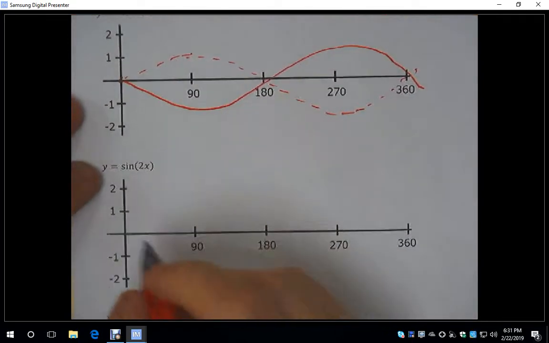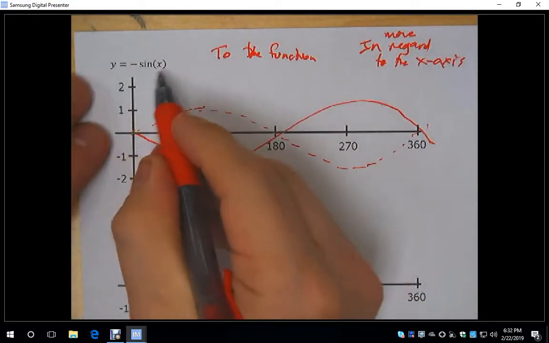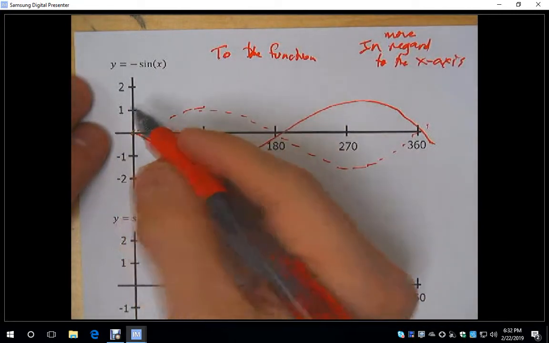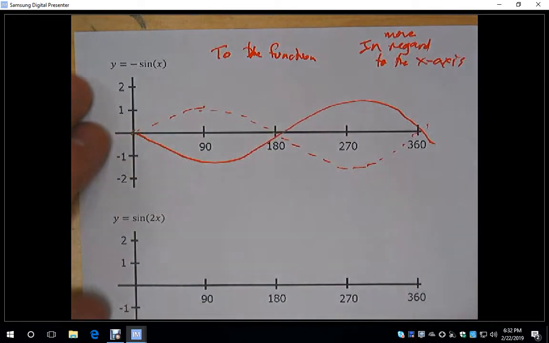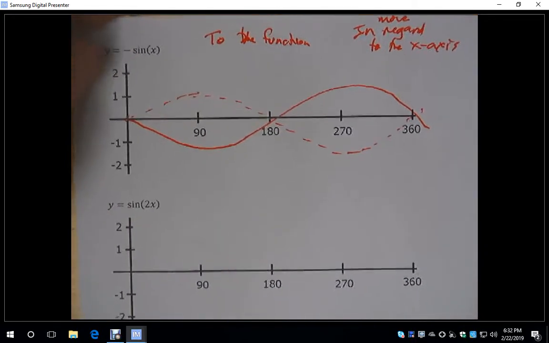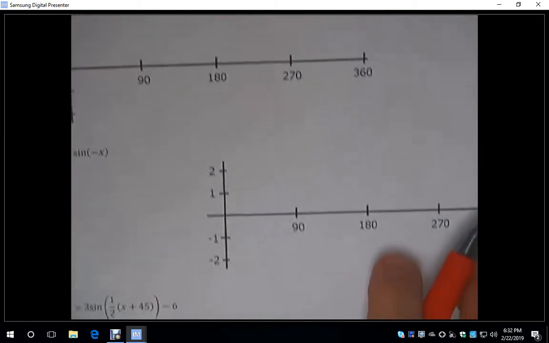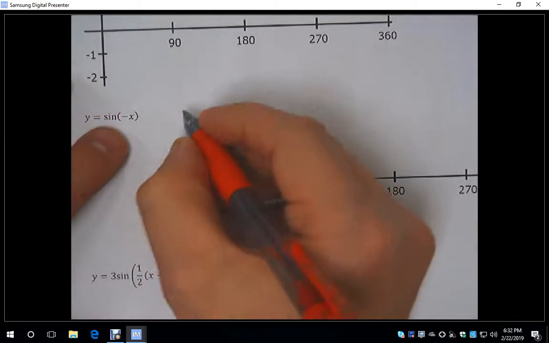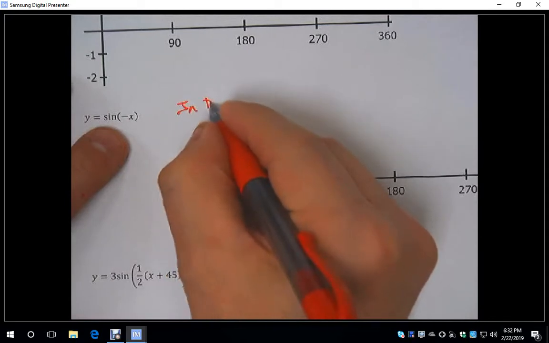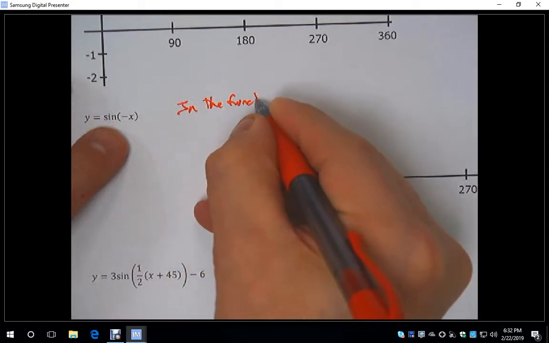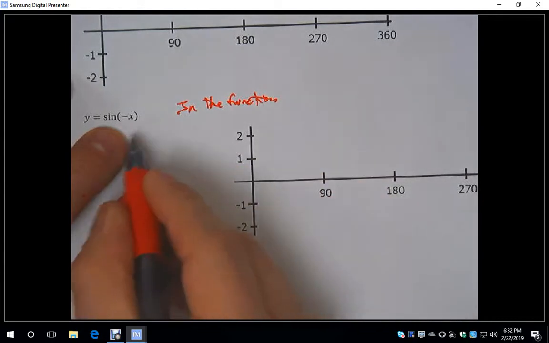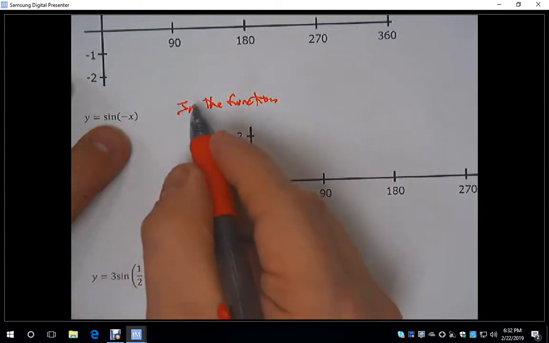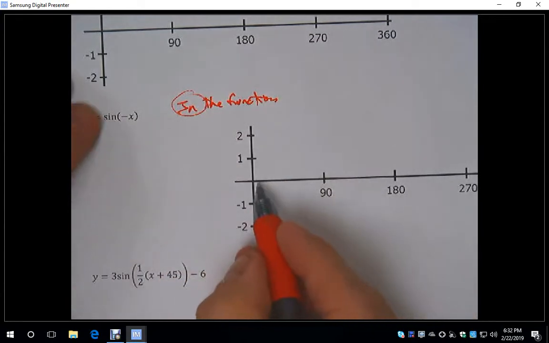All right, let's look at the next one. If it was a negative in the function, it would be in regard to the y-axis, so it would be a reflection. In fact, I think I have that one next, so I'll just jump down to that one since we're talking about it. I'm multiplying by a negative in the function, so the move is in regard to the y-axis, so we are reflecting across the y-axis here.